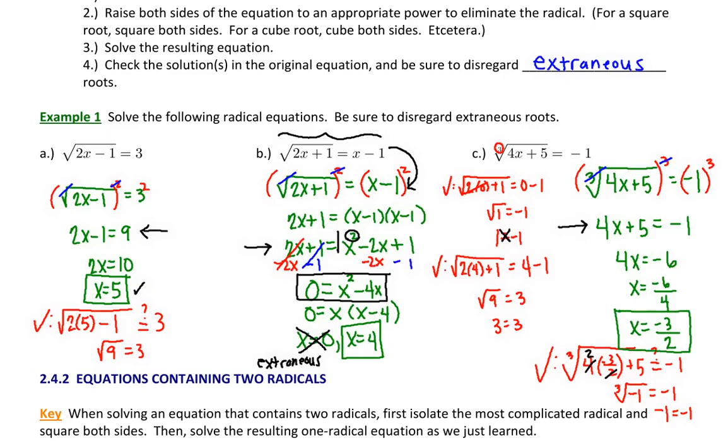So remember, if you have a single radical, your goal is to isolate it and then eliminate it by raising it to an appropriate power, squaring both sides, cubing both sides, etc. Once you do that, that will lead you to another type of equation. In our case, we found linear equations and quadratic equations as the result, and it was necessary to apply appropriate methods that we had learned previously to finish solving those equations. And while you should always check your solutions to every equation that you solve, you especially want to check them with radical equations to disregard those extraneous roots.